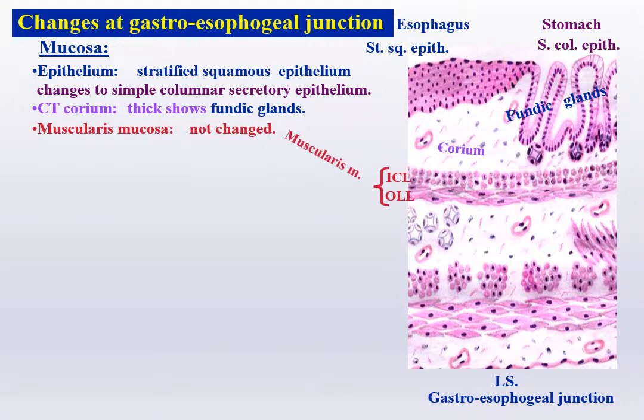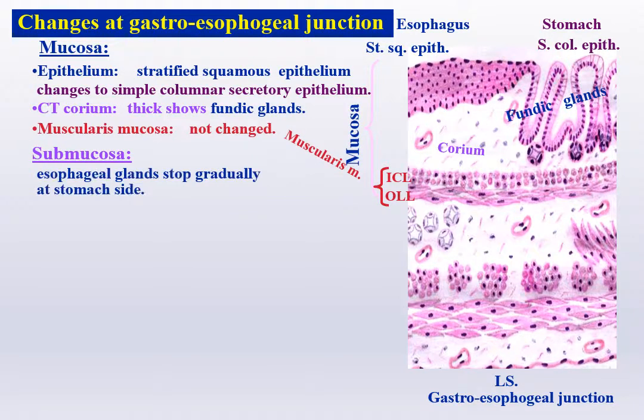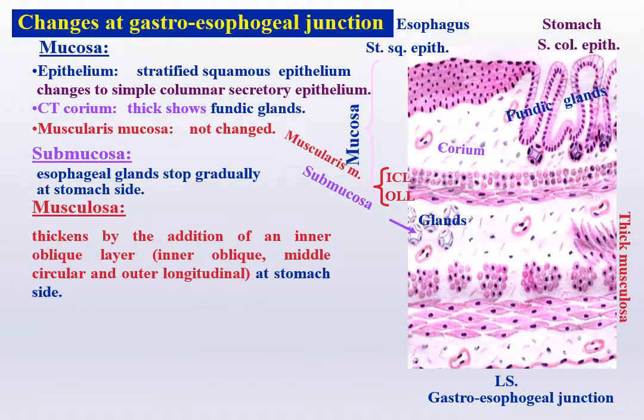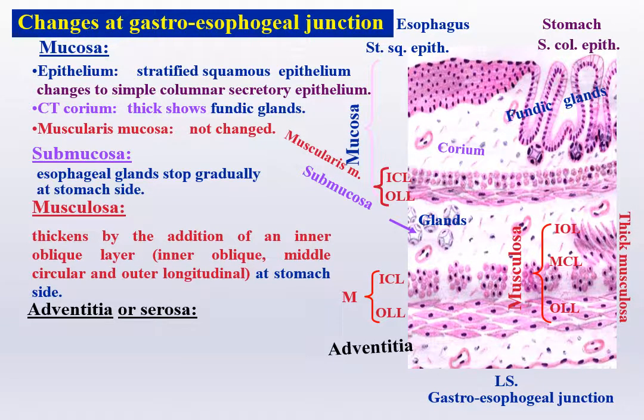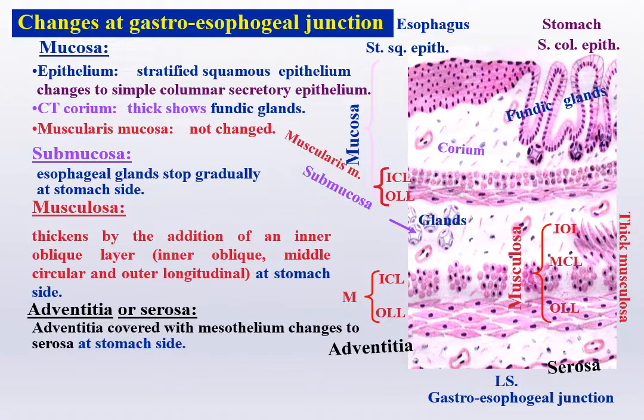Submucosa. The esophageal glands stop gradually. They may continue for a short distance in the stomach. Musculosa. It becomes thicker and is formed of 3 layers: inner oblique, middle circular, and outer longitudinal. Adventitia. Changes into serosa. Becomes covered by mesothelial layer.